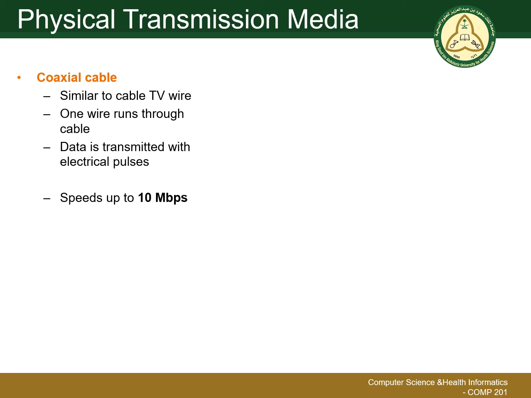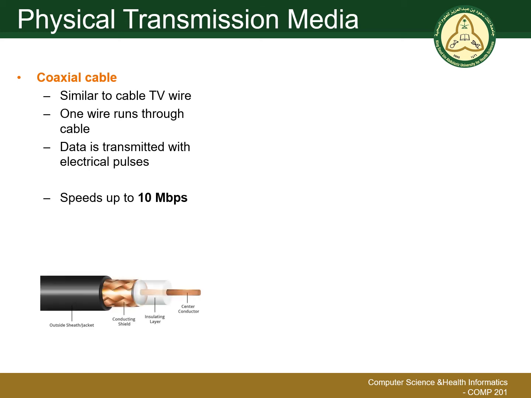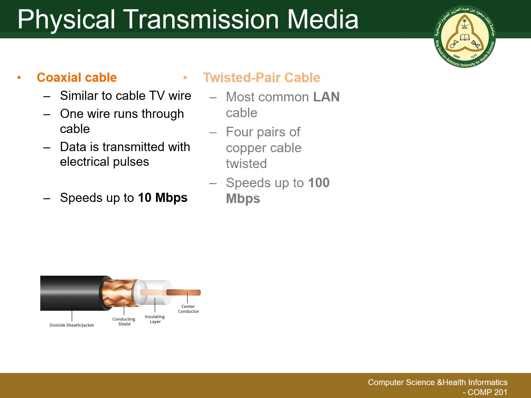The electrical pulses speed up to 10 megabytes per second. As I said here, this is the center conductor, which is usually copper. This is the insulation or insulating layer. Then we have a coating layer here. Then we have the fourth one, which is called the jacket. So that's basically what the coaxial cable looks like.